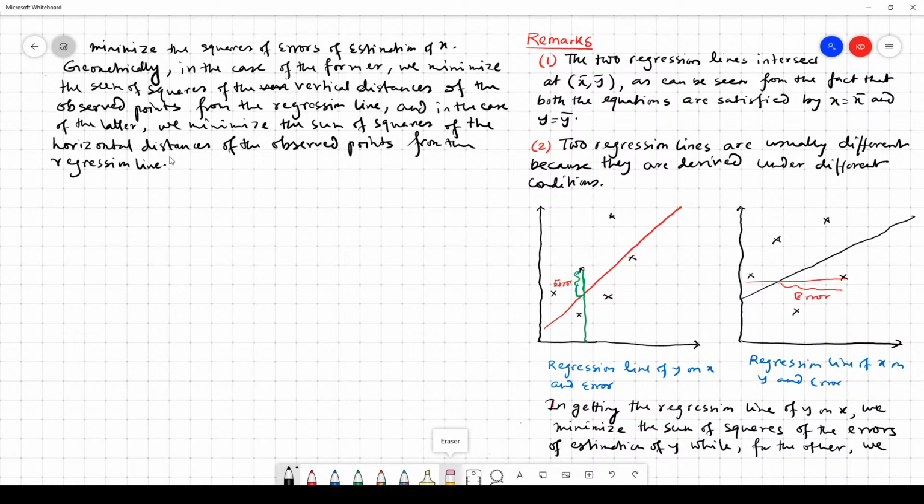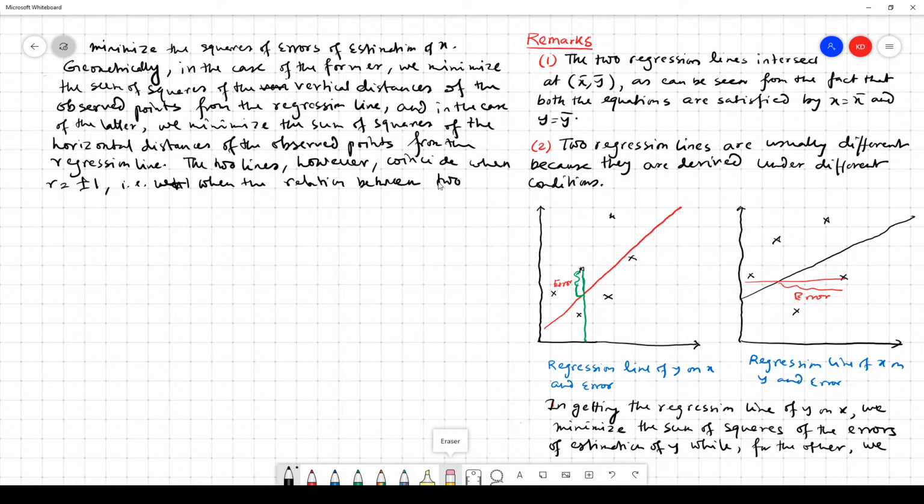The two lines, however, coincide when r equal to plus or minus 1. That is, when the relation between the two variables is exactly linear.